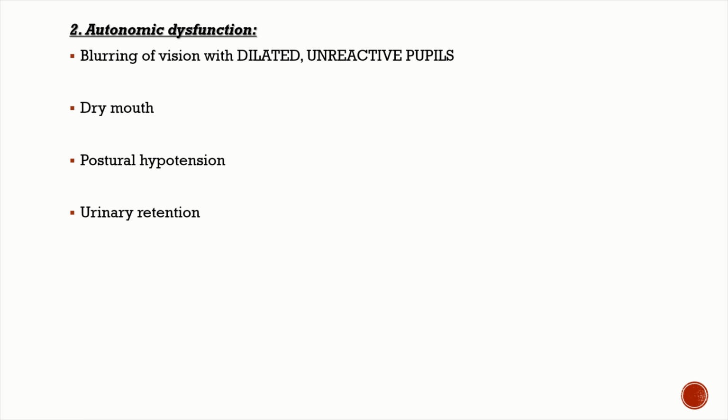Okay, now let's go into the autonomic dysfunction features. So the patient is going to have blurring of vision with very, very important dilated and unreactive pupils. Okay, so this is the pupils in botulism, and other autonomic features like dry mouth, postural hypertension, and urinary retention.